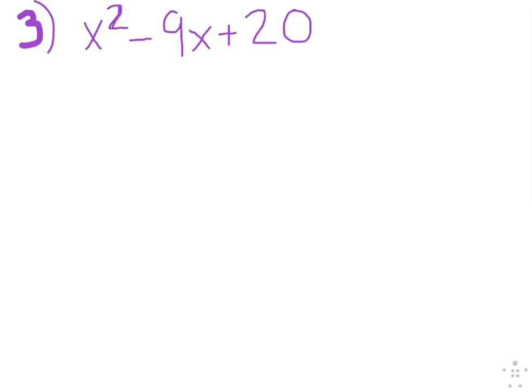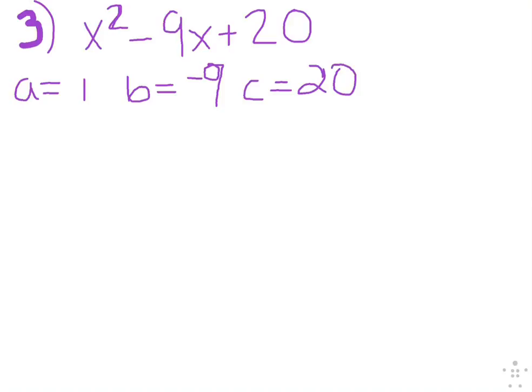So the first thing that we need to do is identify A, B, and C. So in this situation, A is 1, B is negative 9, and C is positive 20. I'm extremely confident that each and every one of you can do this.